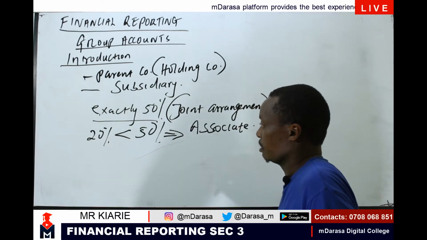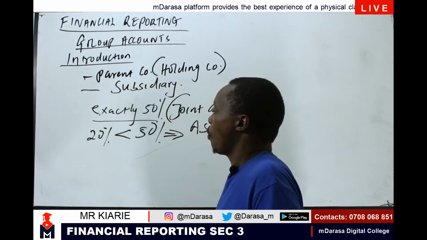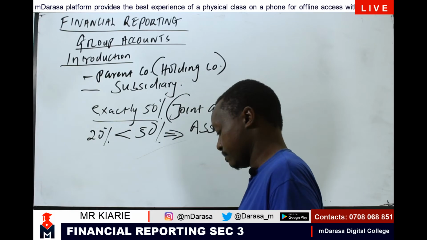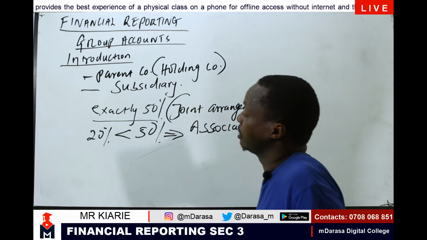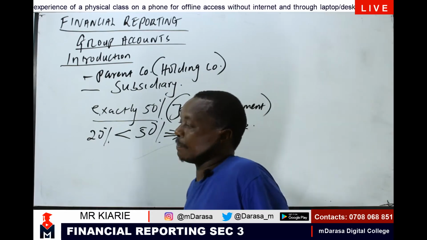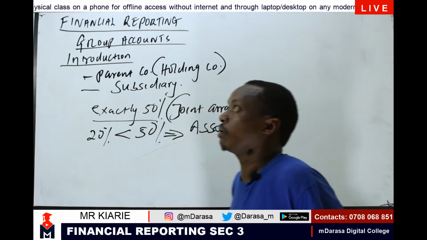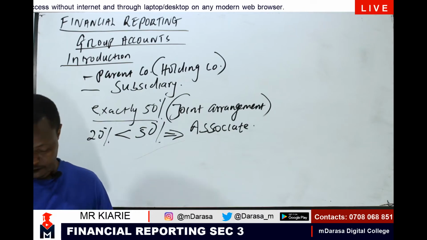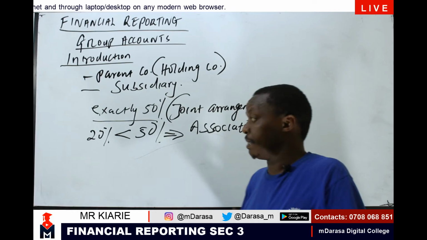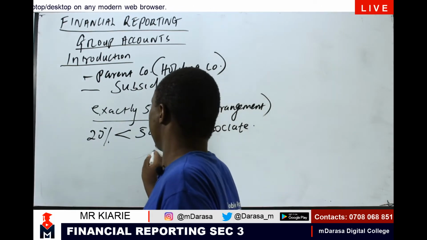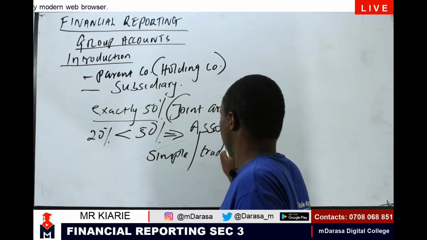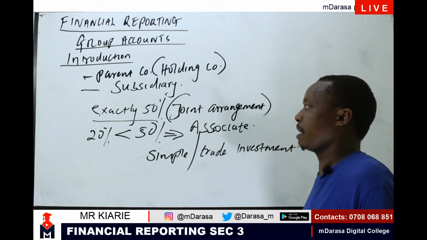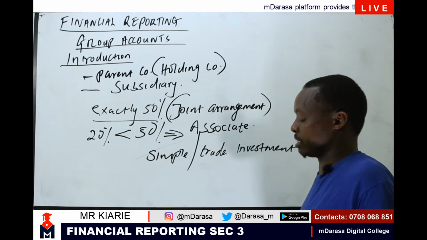Then after that, a paragraph. When the parent company acquires less than 20% of the ordinary share capital of another company, the second company becomes a simple trade investment to the first company.